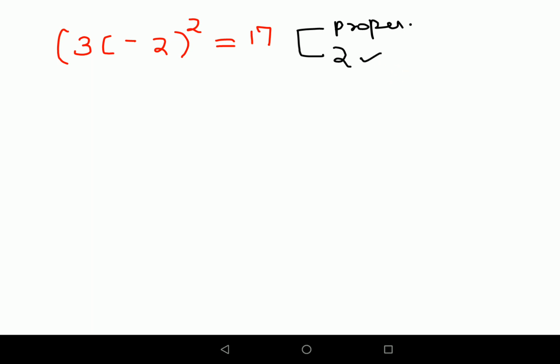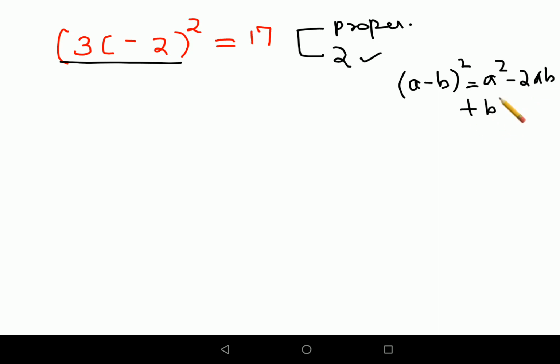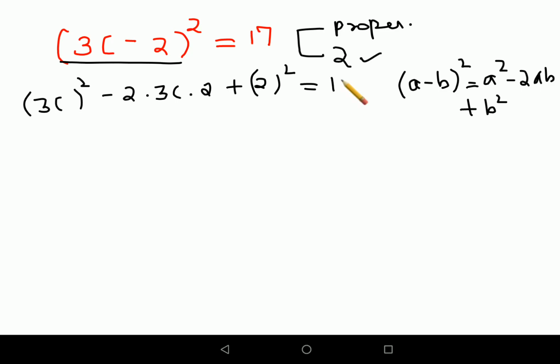Okay, so the first one is what? Let's do the expansion here. So (3c minus 2) the whole square. We'll use the formula of (a minus b) the whole square, right? (a minus b) the whole square, that gets you what? a square minus 2ab plus b square. So this will now come out to be (3c) the whole square minus 2 into 3c into 2 plus 2 the whole square equals 17.